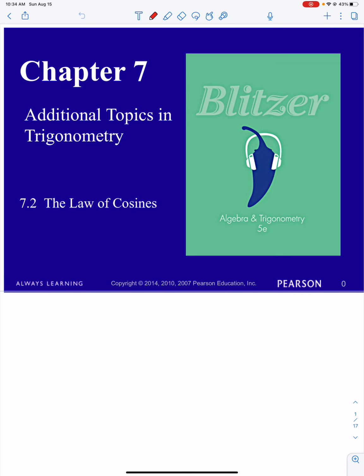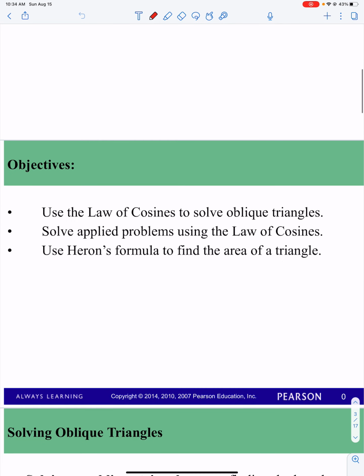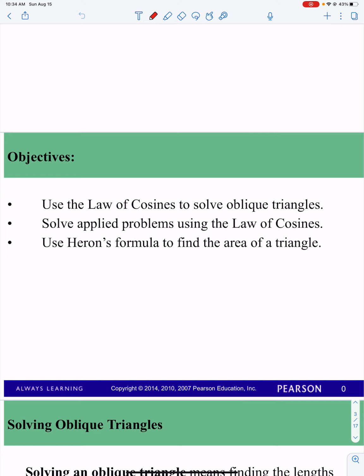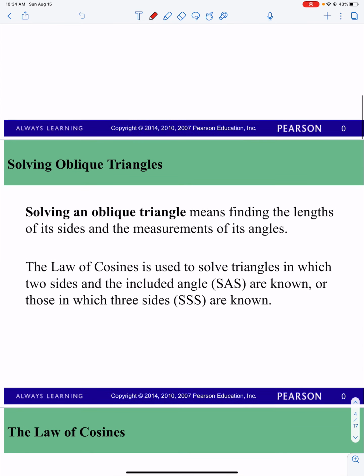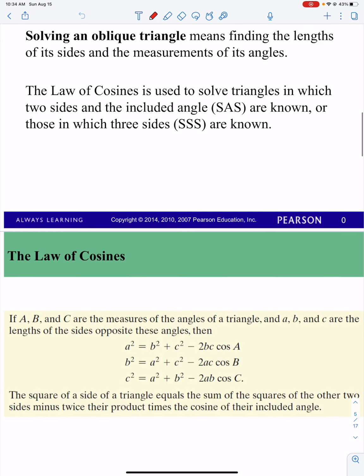Okay, so today we wanted to talk about the law of cosines, used to solve oblique triangles. Last section we talked about the law of sines, which cannot solve the SAS case. We also wanted to talk about finding the area of a triangle using a different method, called Heron's formula. Solving the oblique triangle we have already discussed.